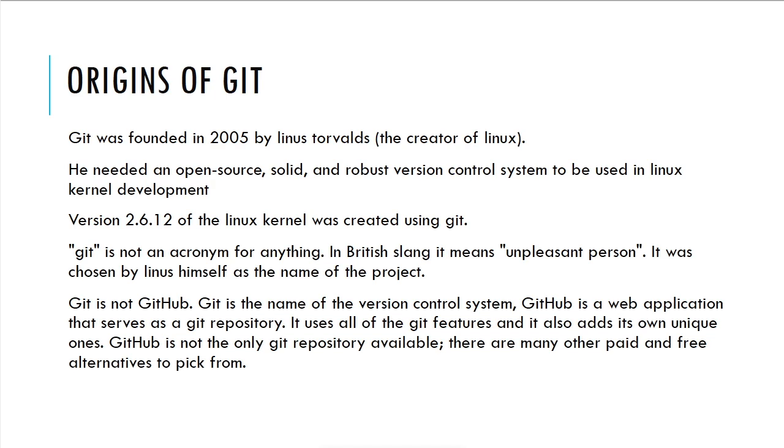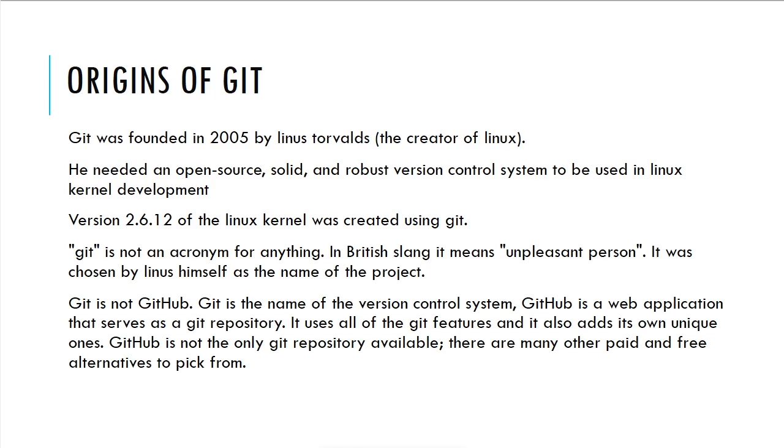And Git in itself is not an acronym for anything, so you won't find that the G stands for general, or the I stands for integrated, or the T stands for whatever. It is not an acronym for something. It is not a symbol of something. It's just a word. It's an English word. Actually, it's British, and in British slang, Git means unpleasant person. This name was chosen by Linus himself as the name of the project.